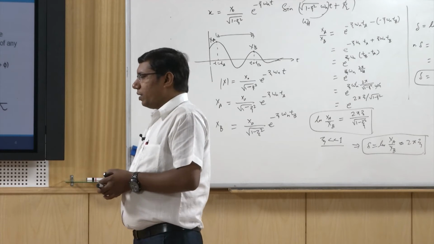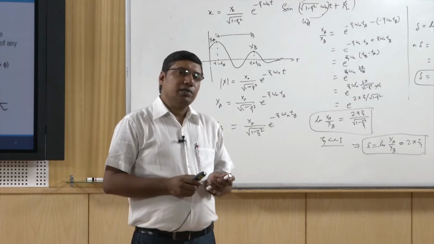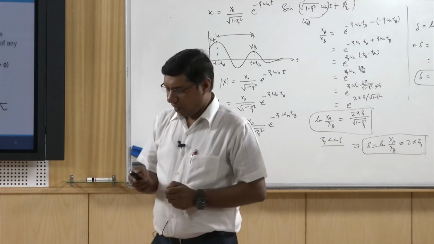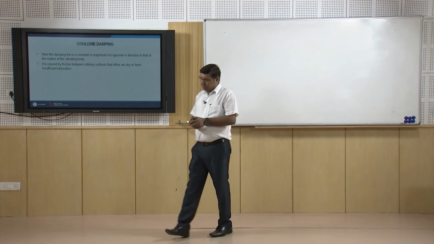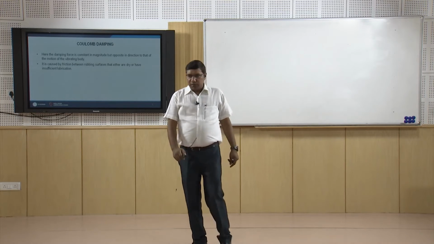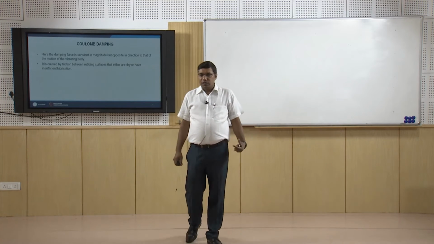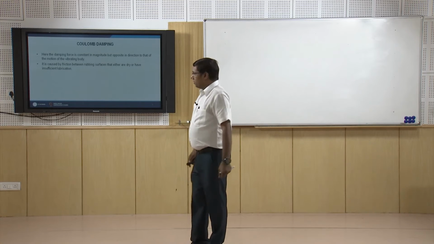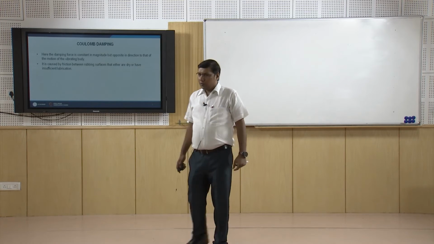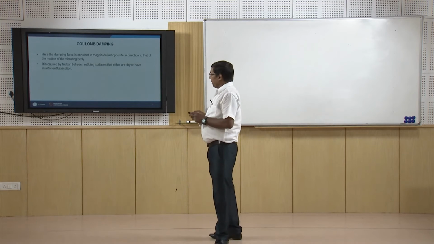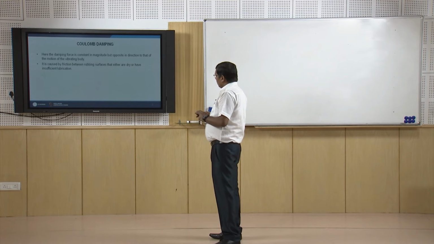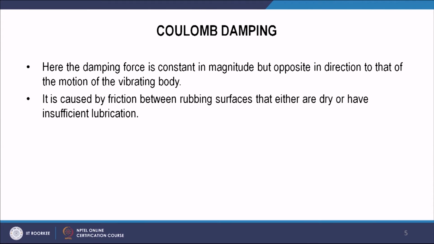So now we complete the viscous damping, free vibration under viscous damping. Now we start another type of damping, the free vibration of a system that has Coulomb damping. We already discussed Coulomb damping as damping due to friction between two surfaces. There is dry friction with a coefficient of friction mu, and due to the relative movement between the two bodies, there is this kind of damping.